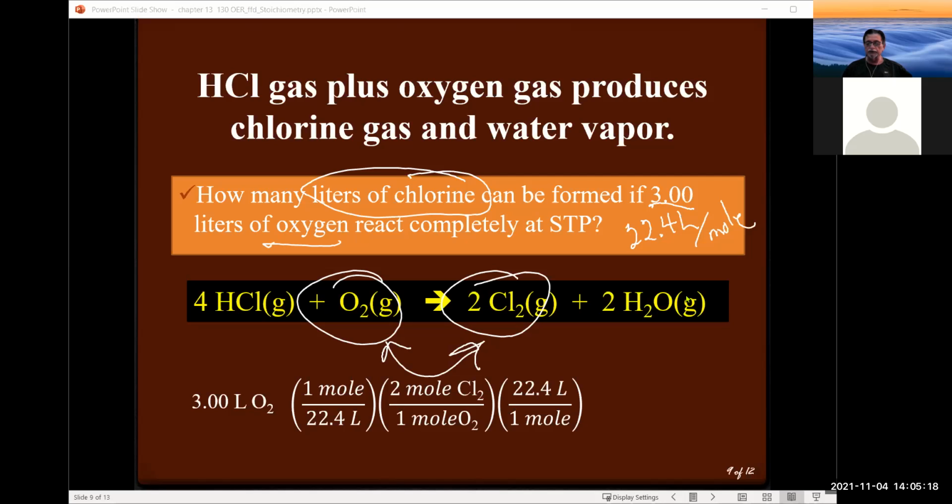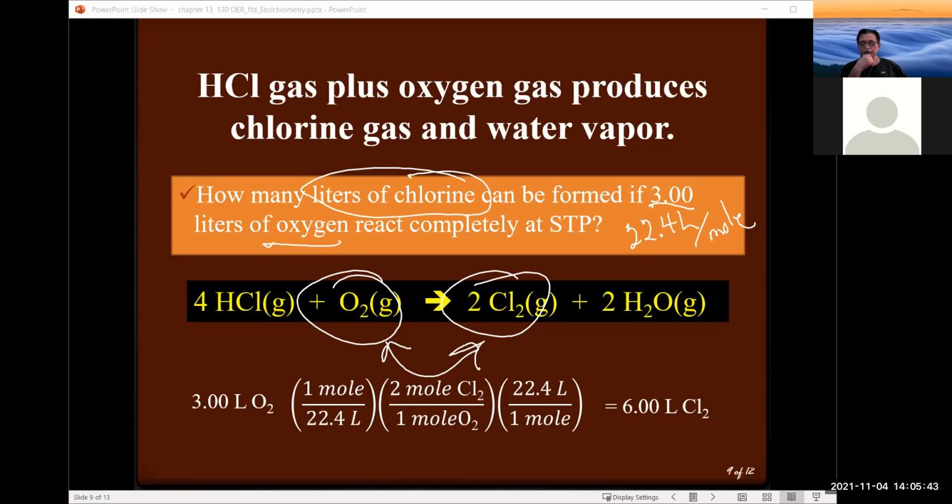It's asking the question, how many liters? All right, and so that's the 22.4. And so what happens is now it's 6 liters of chlorine. So if you start off with 3 liters of oxygen, you will create 6 liters of chlorine.